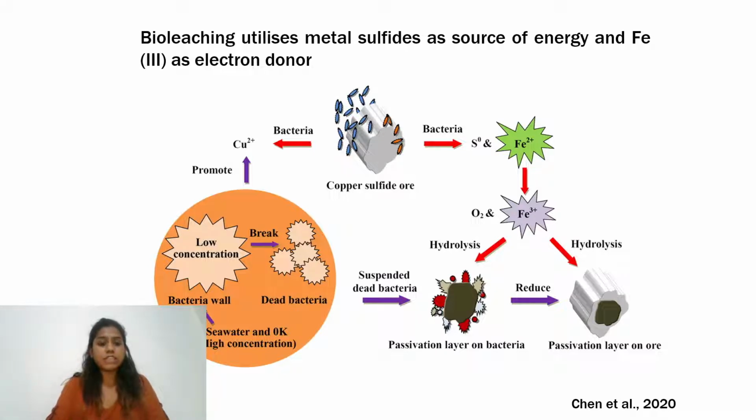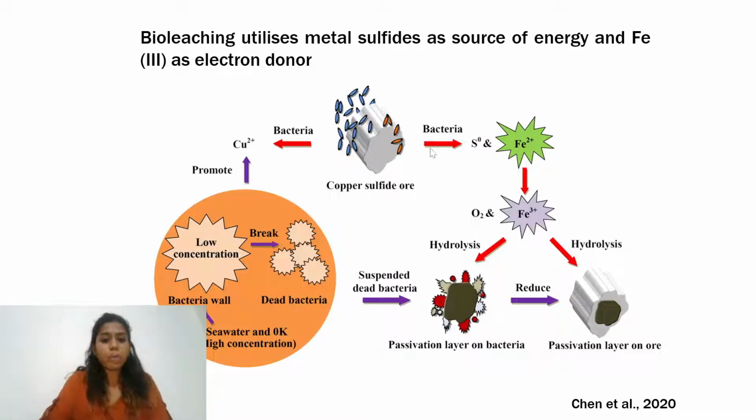Bio-leaching is a process which utilizes metal sulfides. So this is a sub-process of biohydrometallurgy or biomining, which is bio-leaching, where specifically metal sulfides, so metals that are in the form of sulfides, are used as a source of energy, and ferric compounds are used as a source of electron donors, and various bacteria can convert the Fe2+ to Fe3+, and then reduce them and so on.